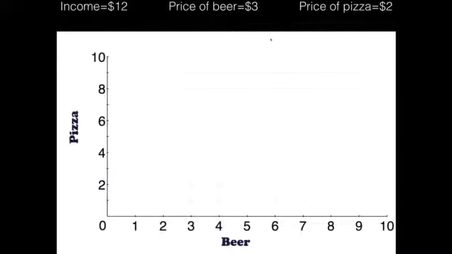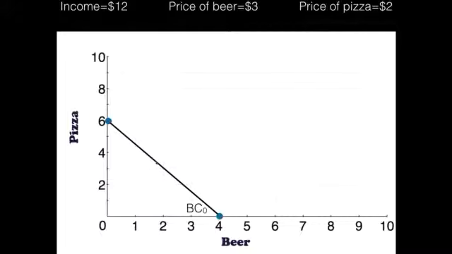So if this individual is going to spend all of their income on beer, they would be able to consume 4 beers. So we just take the income and divide by the price of beer, and that gives us the maximum amount of beer that can be purchased, given the fact that we're going to be purchasing nothing but beer. And we can do the same thing for pizza. We can take the income and divide by the price of pizza. 12 divided by 2 gives us 6. So if that individual was going to buy nothing but pizza and consume no beer, they can consume 6 pizzas. And if we connect those 2 points together, that gives us our budget constraint.